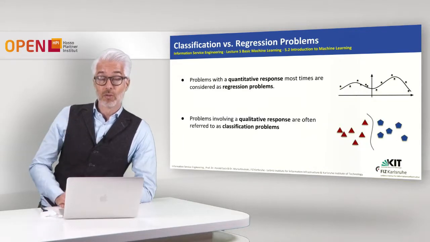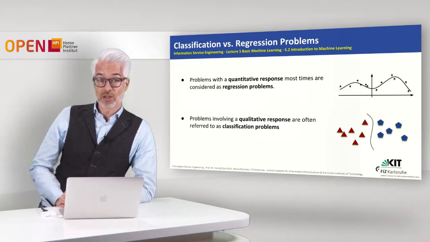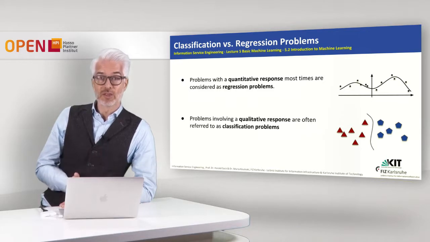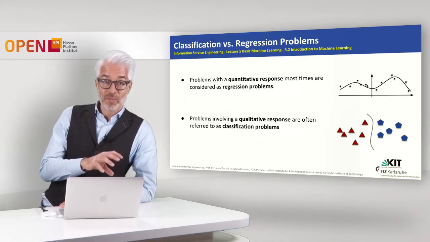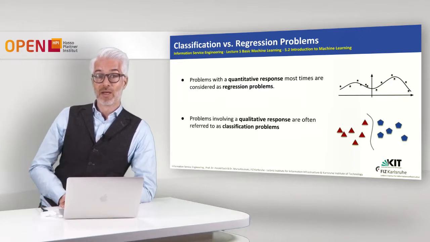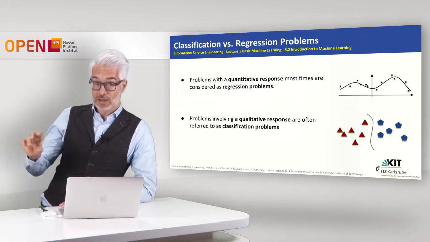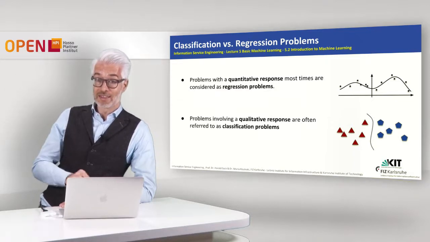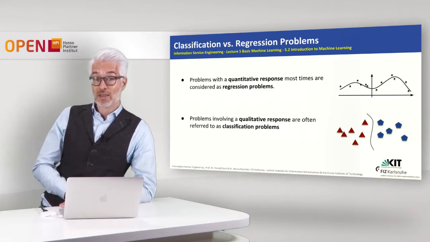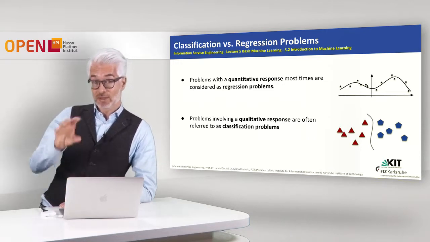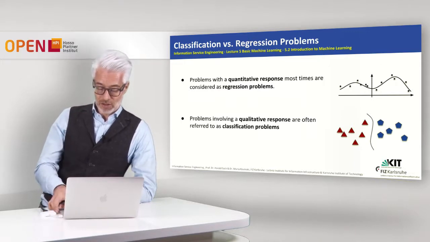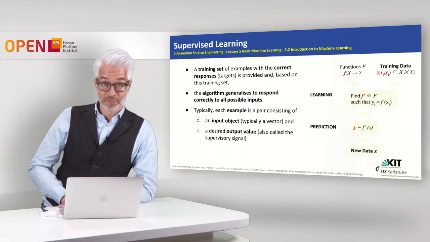To distinguish what is used, classification or regression: for regression, you are usually dealing with so-called quantitative responses. So if your problem considers quantitative responses, then it's a regression problem. If your problem involves qualitative responses, so if you have to assign your patterns into simple drawers, then it's a classification problem. So this is the basic distinction between classification and regression problems.